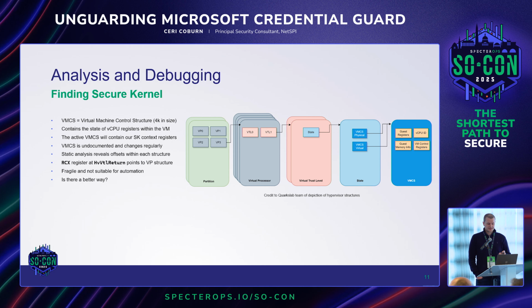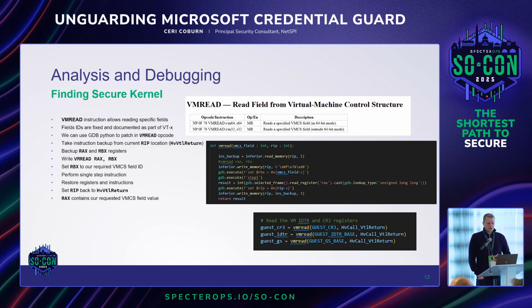So then I thought, is there a better way we can do this to make it less fragile? VT-x, the virtual machine instructions as part of Intel and AMD, come with an instruction called VMREAD. Now VMREAD allows you to read data from a particular VMCS structure, but it uses fixed field IDs that are documented within the Intel documentation.